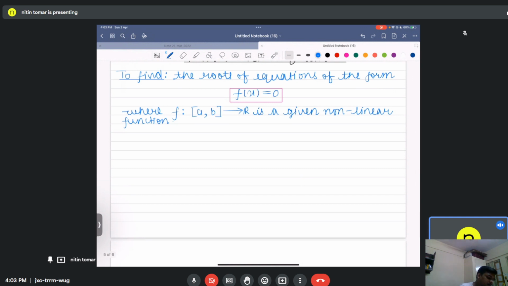Now what do we mean by root? That is, to find r in [a, b] such that f(r) is 0.